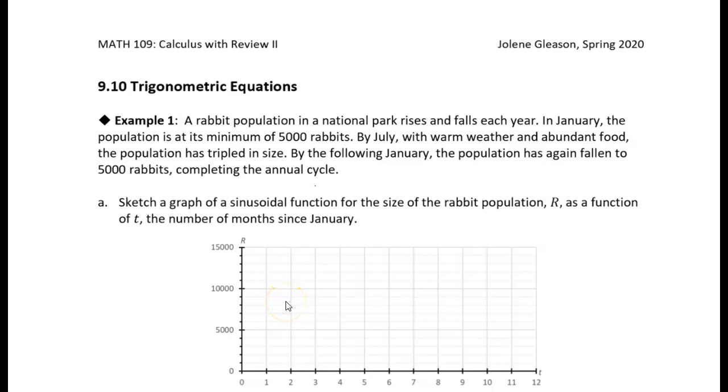Today we're going to talk about trigonometric equations. So let's start with an example. In this example 1, we have a rabbit population in a national park that rises and falls each year.